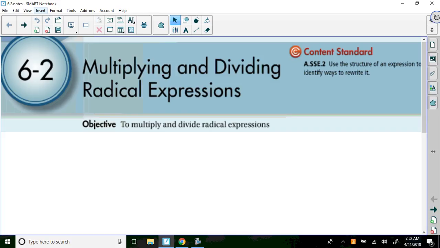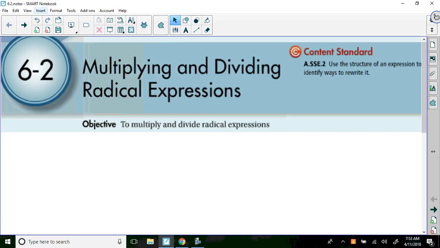We're looking at Chapter 6, Section 2, multiplying and dividing radical expressions. The Common Core content standard for this lesson, you don't need to write that down, is A-SSE.2. Algebra, seeing structure in expressions. You're supposed to be able to use the structure of an expression to identify ways to rewrite it. That actually makes a lot of sense in the context of the lesson.